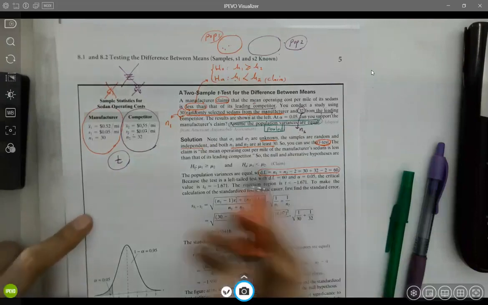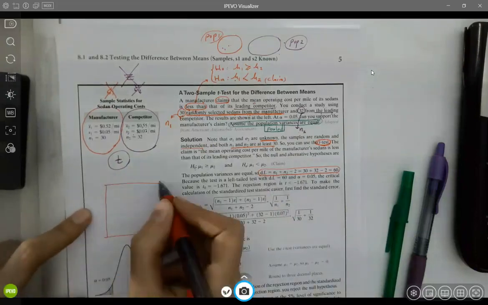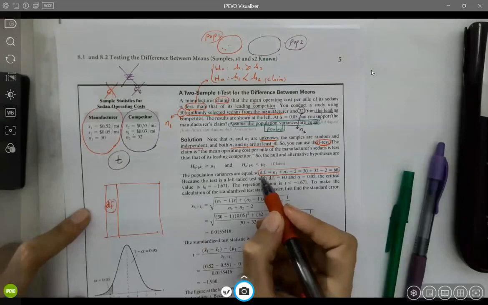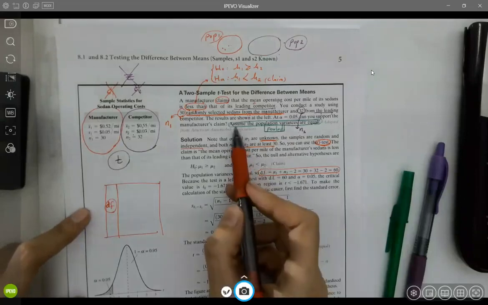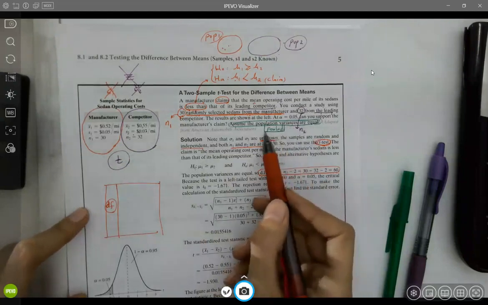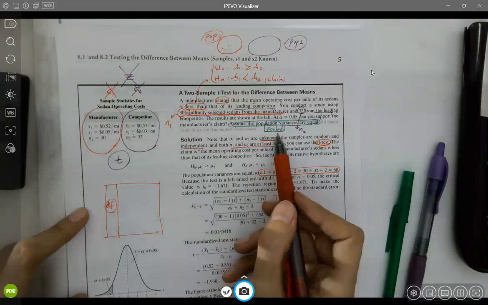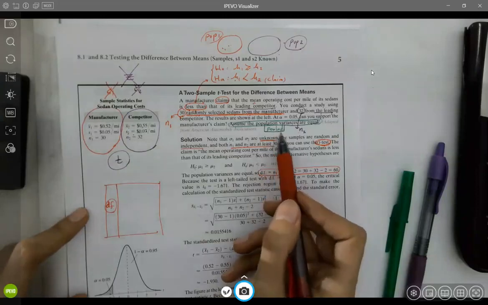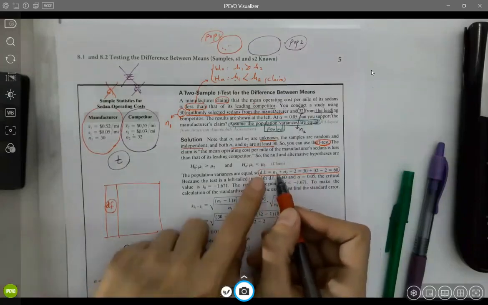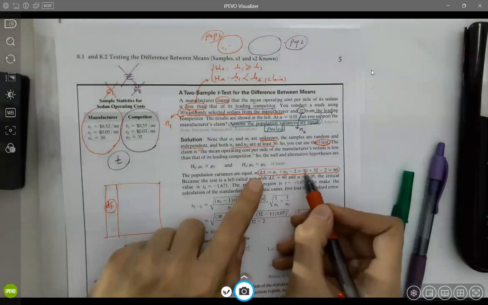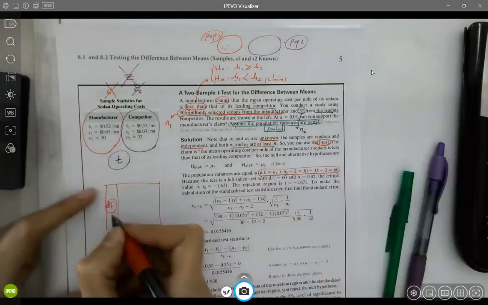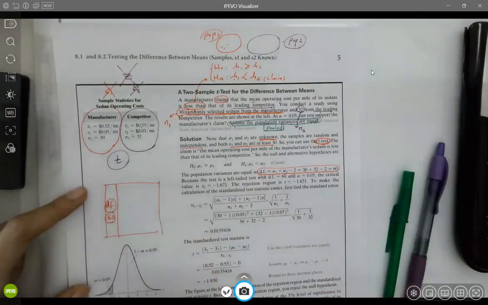Remember that. Then we are using our t-table. On the left-hand side of our t-table, we have the degrees of freedom. So we need to be able to find the degrees of freedom. Since population variances are equal to each other, we're going to use a pooled estimate. Pooled estimate means that the degrees of freedom is N1 plus N2 minus 2, which is 30 plus 32 minus 2, or 60. So the degrees of freedom is 60.